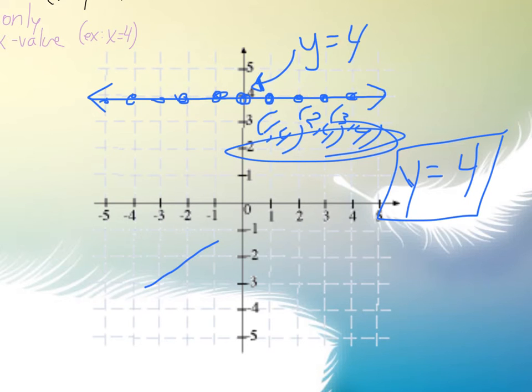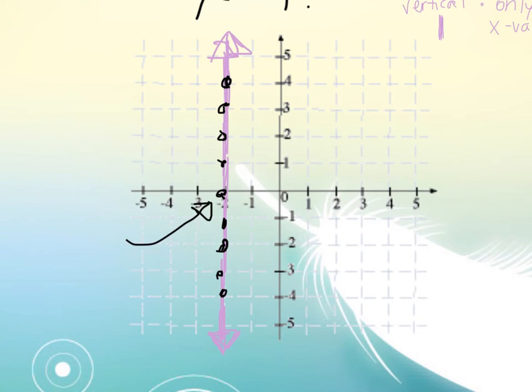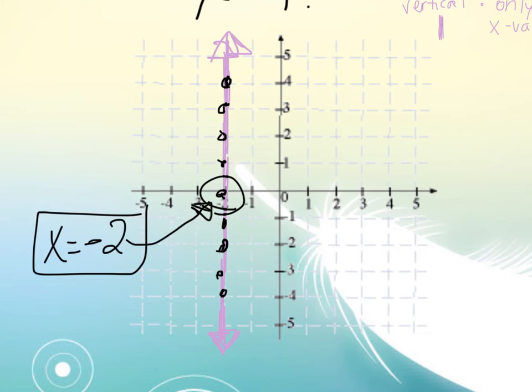Let's do one more. How about this graph here? Okay, so let's think. All of these points along this line have something in common. They all have the same x value right here. x is equal to -2. So that's the equation, because they all have the same x value.